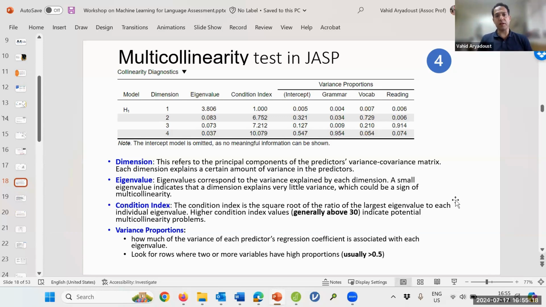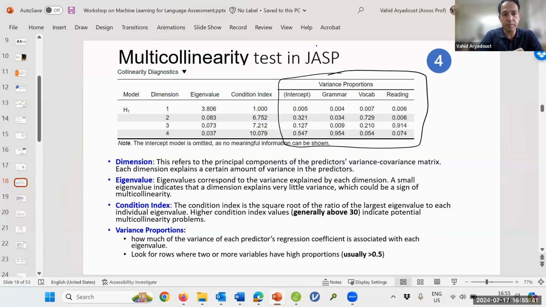Not to confuse ourselves, I believe the most important thing that you can look at here is the variance proportion, this section. Let me use my pencil again. Okay. This portion first. Have a look at this portion. This represents how much of the variance of each predictor's regression coefficient is associated with each eigenvalue in this column. So how do you interpret it?